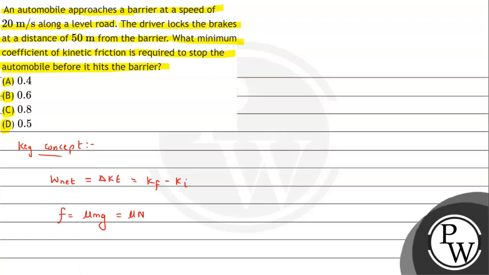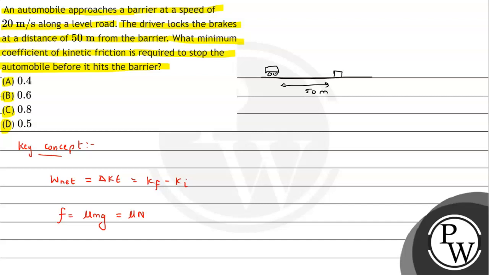अब हमसे पूछा जा रहा है कि automobile approaches at a speed, हमें speed given है 20 meter per second along a level road. The driver locks the brake at a distance of 50 meter from the barrier. ठीक है? What minimum coefficient of friction is required? यानी कि let's suppose there is a barrier or hurdle on the way, and this automobile is coming, and here the distance is 50 meter when the driver has applied the brake, right? So it is asking what will be the minimum coefficient of friction required to stop the vehicle so that it will not hit the barrier.